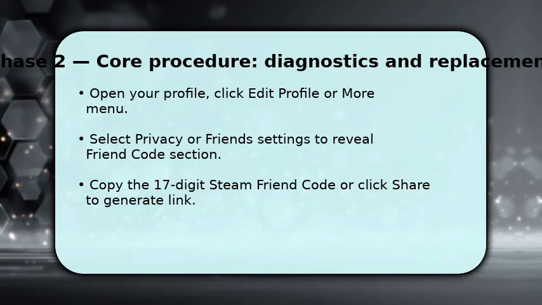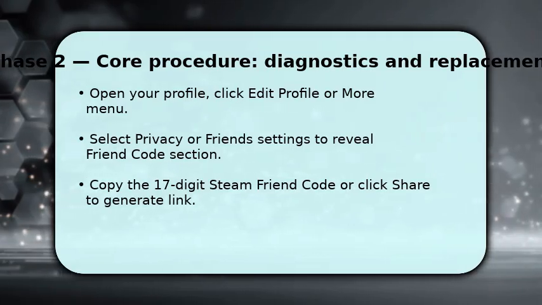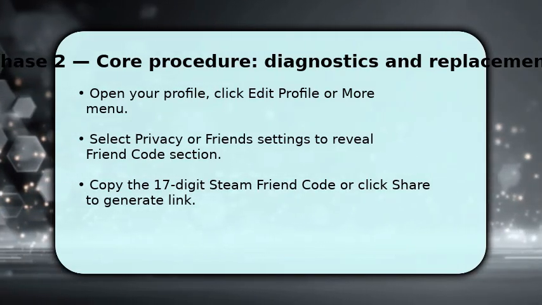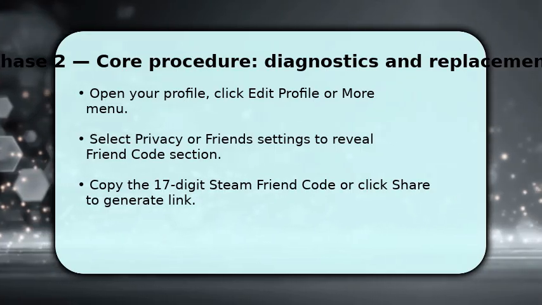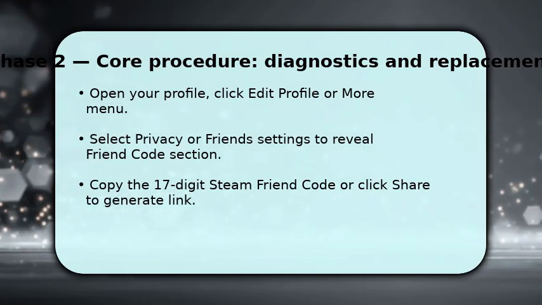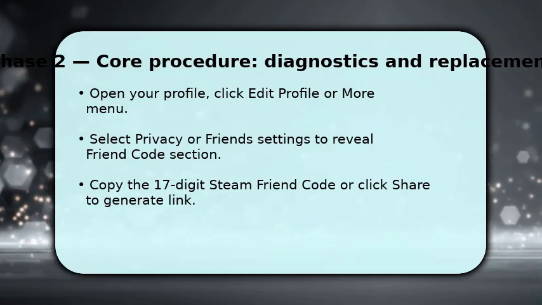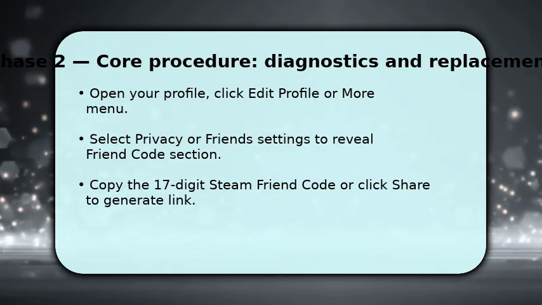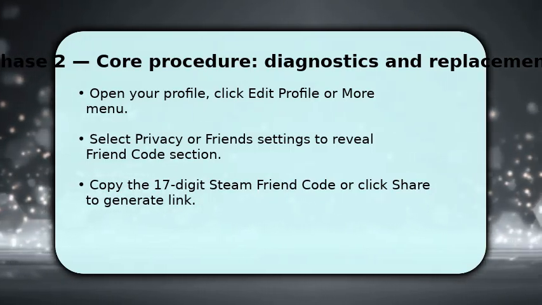You'll see a 17-digit code or a Share button. Copy the digits, or use Share to create a friend invite link. Why this matters? The code uniquely maps to your Steam account, avoiding mistyped usernames. Once copied, paste it into chat or a message. Make sure the recipient uses Add Friend code to send the request.